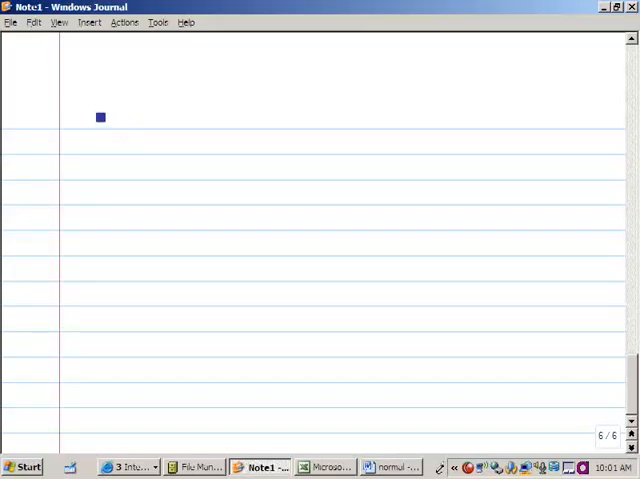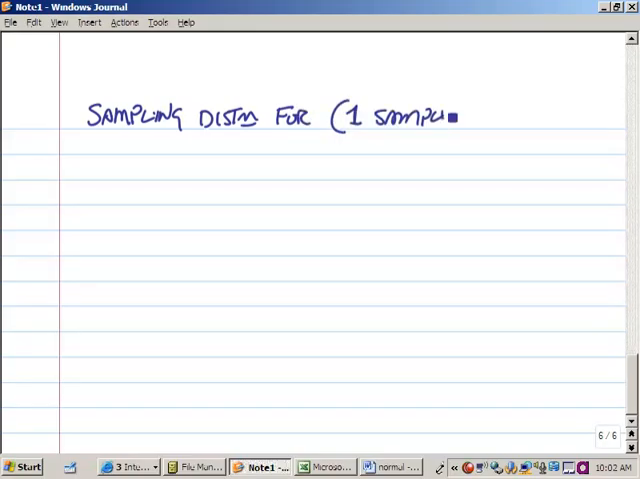Let's now look at sampling distribution for proportions, one sample. It turns out that anything that we can do for an average, we can do for a proportion, because a proportion is nothing more than a fancy kind of average. The reverse trip is not true.